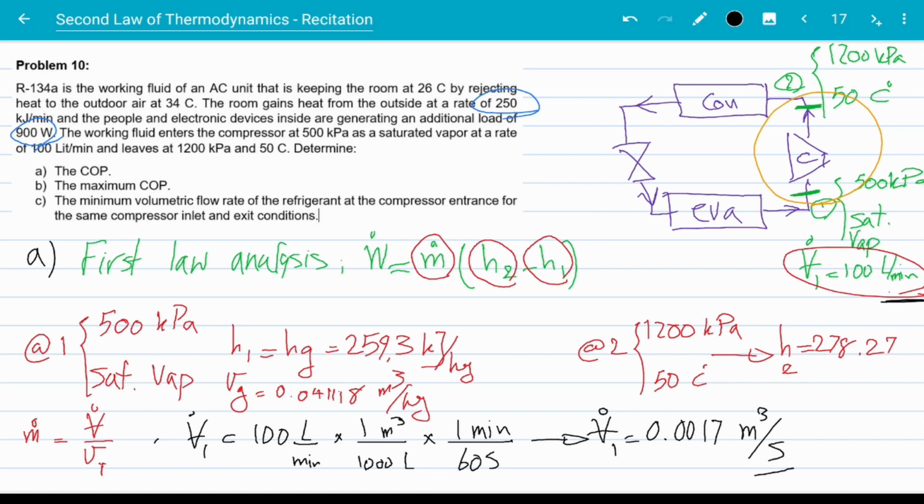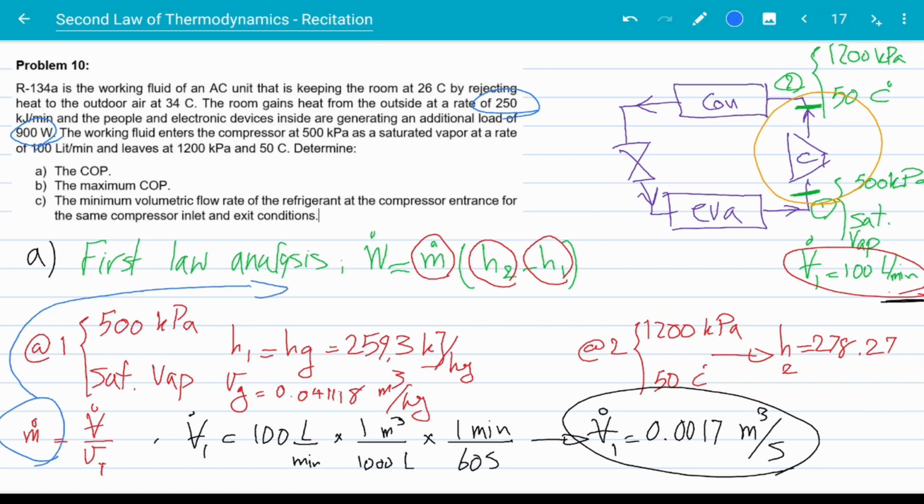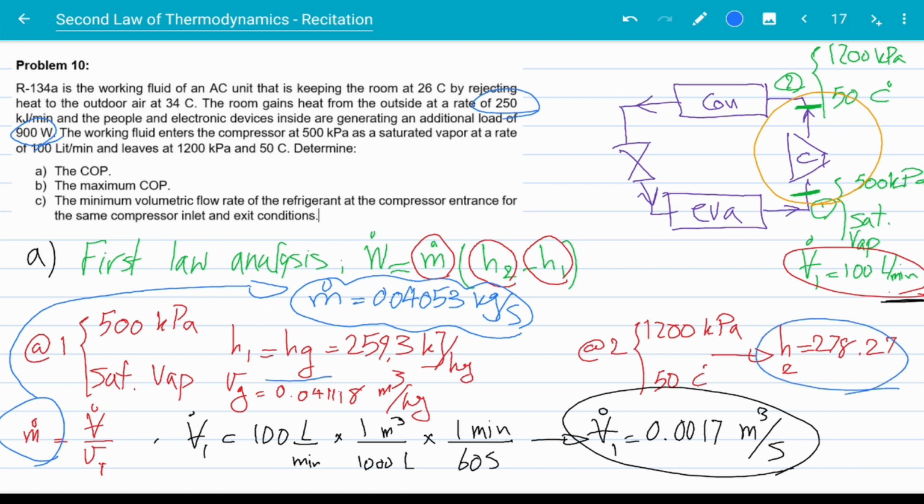Now, this is a unit that we are comfortable with. So I can find M dot right now using the number that I got. M dot will be 0.04053 kilograms per second. Okay, so we have the M dot, we have H2 and H1. We can plug everything back into this equation and find work.